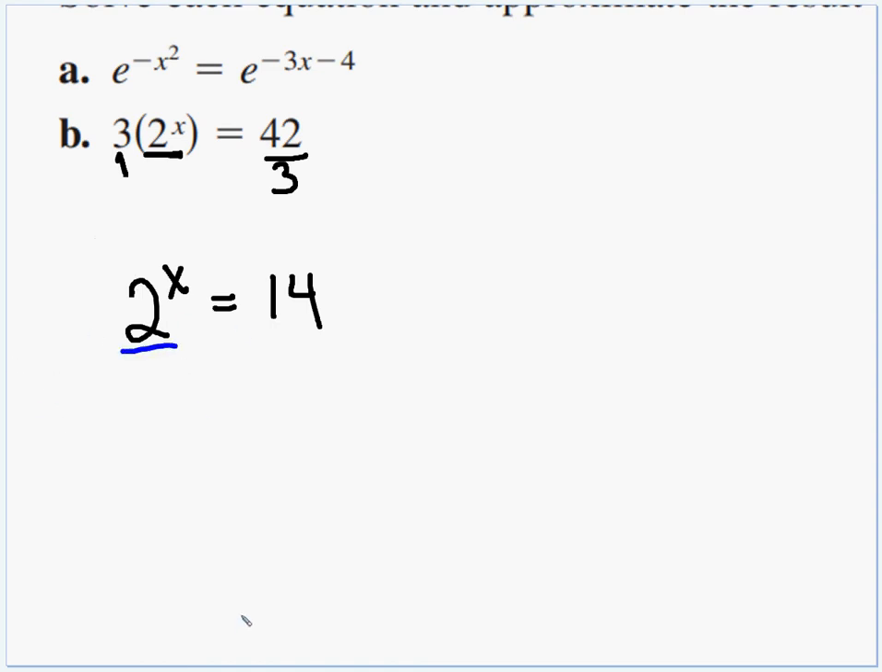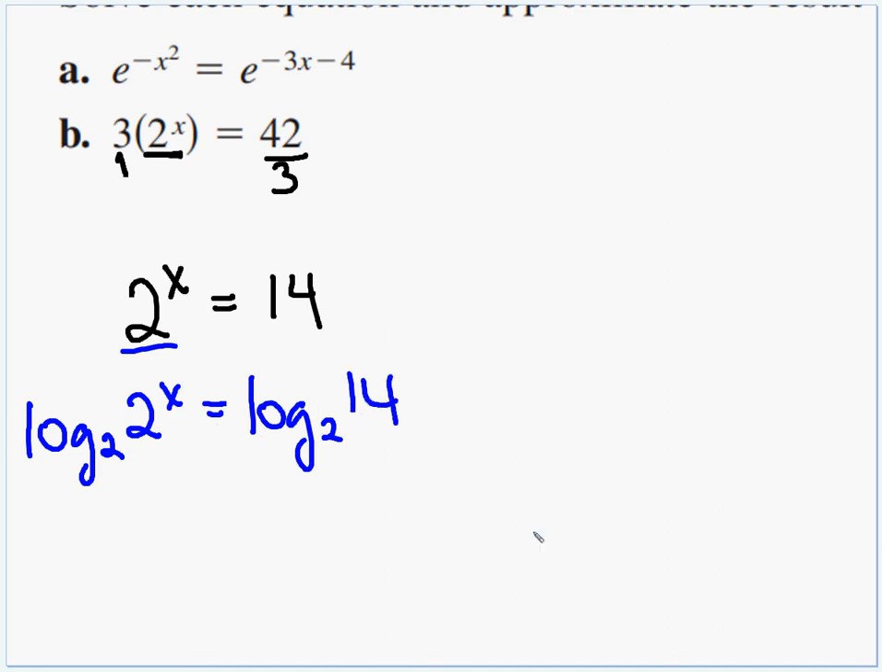Since we have a 2 over here, we're going to do a log base 2 of the left side. And, of course, we would have to do a log base 2 of the right side, 14. And when we do that, the log base 2 of 2 is going to cancel, so our left side would just now be x equals. And then we've got a log base 2 of 14.